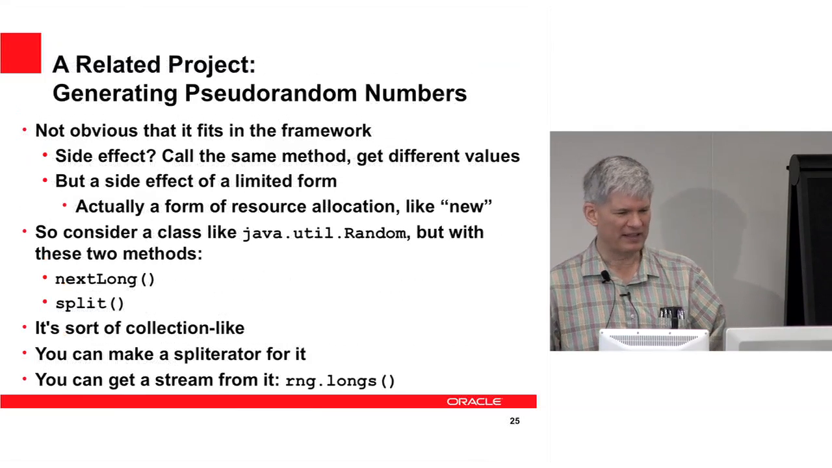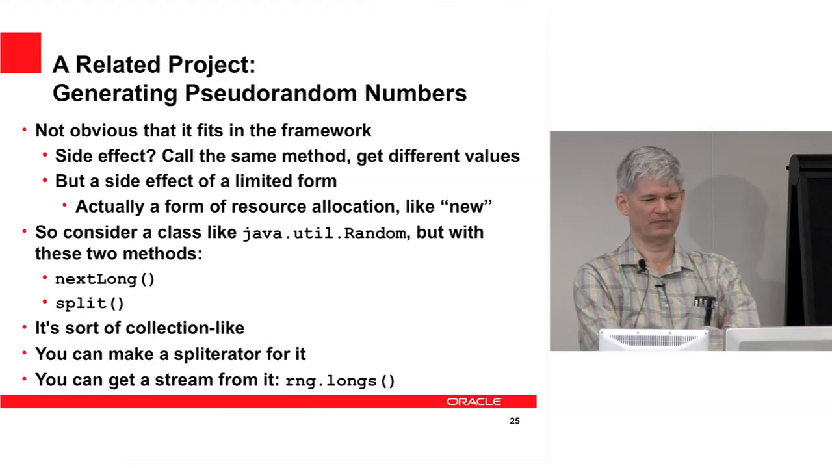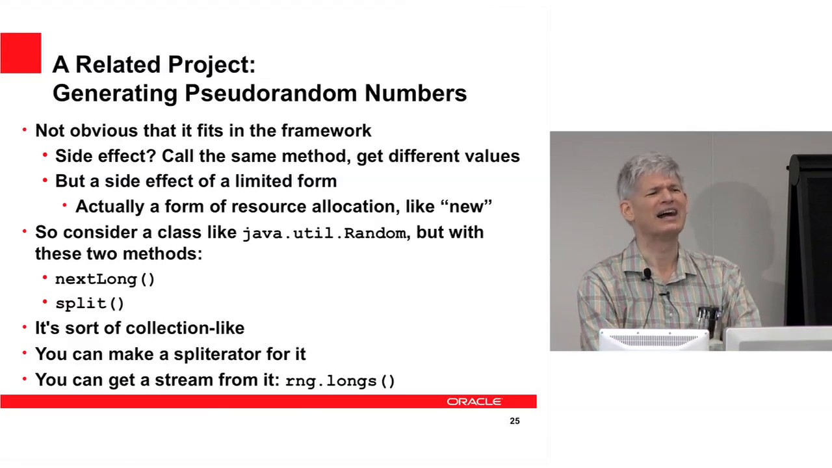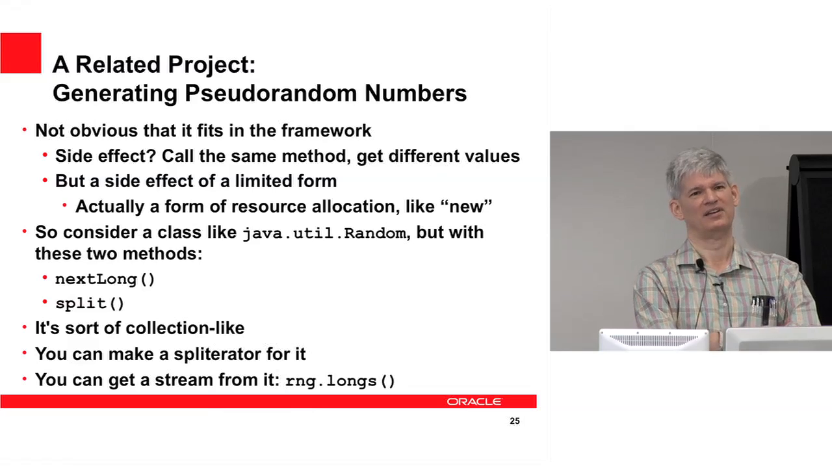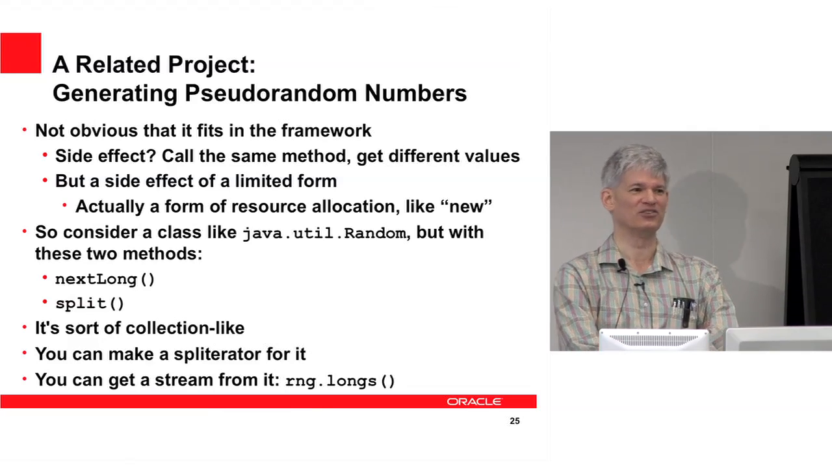Now, here's a somewhat related project that I've been working on for the last year, the problem of generating pseudo-random numbers. And it's not obvious that this would fit in the framework because random numbers are a kind of side effect. You call a method twice and you get 2 different answers back. In fact, you expect to get 2 answers back.